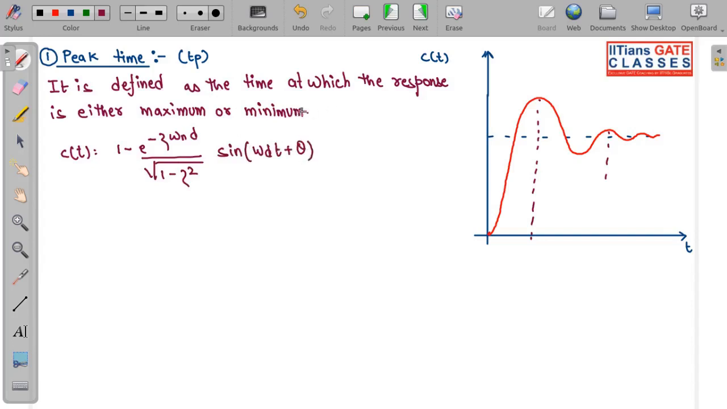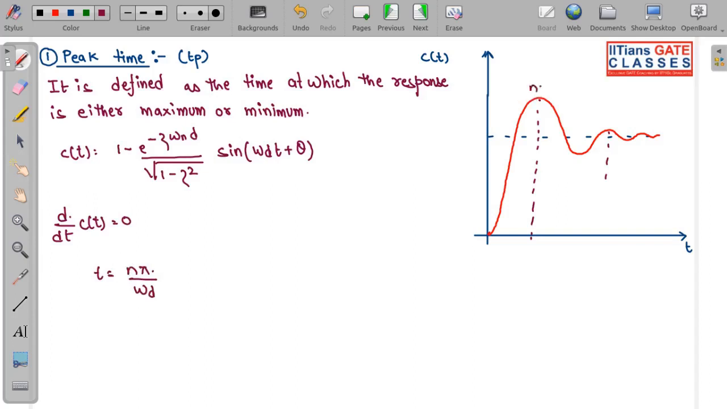So we have seen this. Now if we differentiate this and equate to 0, we will get the value of time. I am not solving it due to time constraint. So t will come out to be n pi by omega d. Now what is this n? n are basically the maxima and minima.